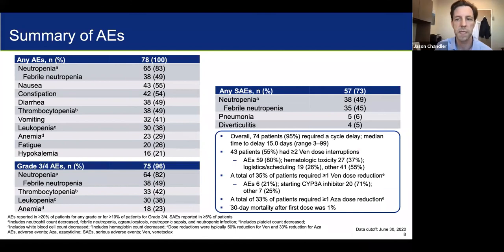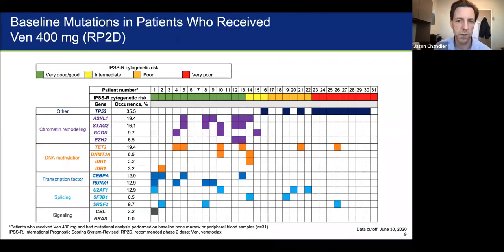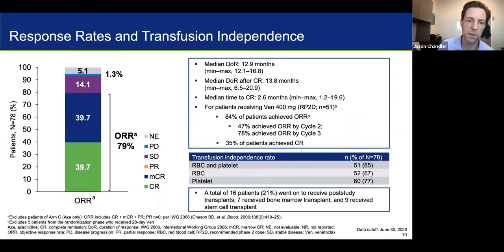This is looking at some of the AEs, which we would expect with the Venetoclax if you've got any experience with it. This is interesting. You can look at the green are the ones that are good IPSS, and you can see that many of them have AXL and EZH2. So basically they're supposedly good, but they have these high risk mutations. So these are some of the patients treated, and these are all the different mutations for these patients treated on the study. Again, excellent overall response rate of 79%, not that different from the other combination. So this is Venetoclax plus azacitidine in high risk MDS patients.